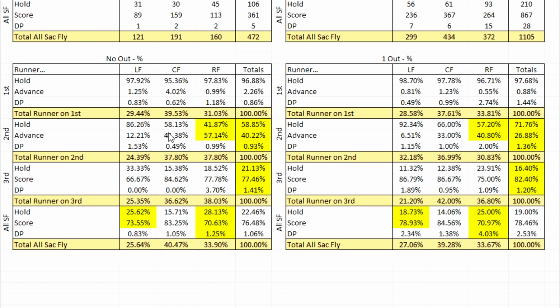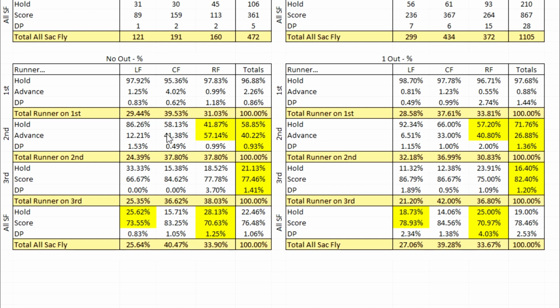So, and I think this makes total sense. 86% of the time, when the ball was hit to left, that runner on second base held. Only 12% of the time did they advance. And again, almost 1.5% of the time was there a double play involved. Now that drops way down.